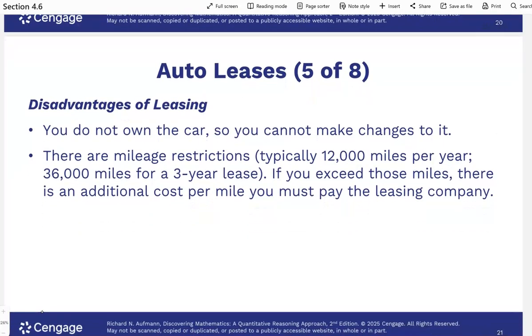Disadvantages is that you're never going to own it, so you can't really make changes to it. Most lease agreements won't let you upgrade the sound system, tint windows, stuff like that. It just depends. And then there's usually mileage restrictions with leasing. Usually it's around 10,000 to 12,000 miles per year. And then after that, you get charged per additional mile that you're traveling.